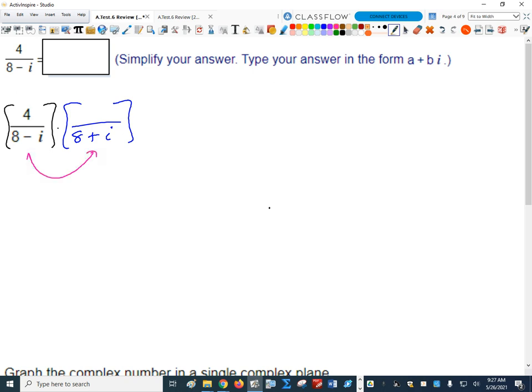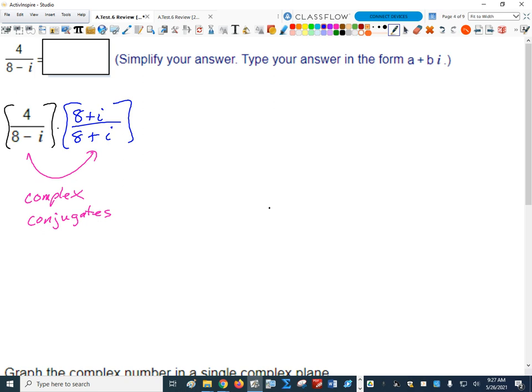These are complex conjugates. And I've got to do the same thing to the top. Okay? So I'm going to remind you about a little something here.